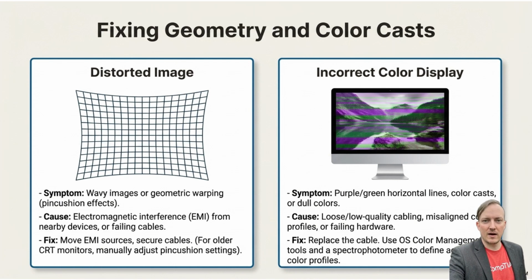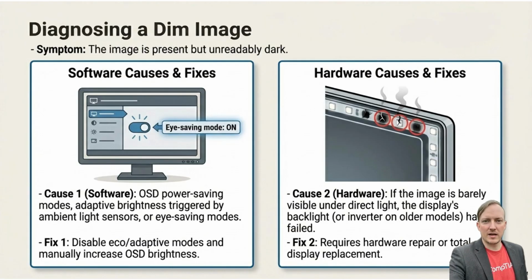If you have incorrect colors, like purple and green lines or dull casts, you likely have a loose cable, a low-quality cable, or misaligned color profiles. Replace the cable and use OS color management tools to recalibrate. If the image is present but unreadably dark, you have to split your diagnosis, because one is software. Check the OSD for eco modes, eye-saving modes, or adaptive brightness, and turn them off. Because 2 is hardware. If you shine a flashlight on the screen and can barely see the image, the display's backlight or inverter has failed. That requires hardware repair or total replacement.